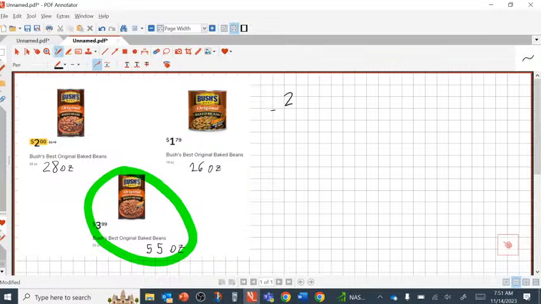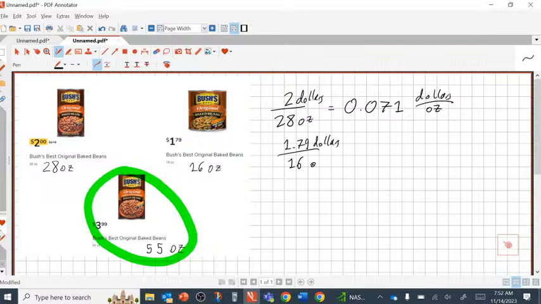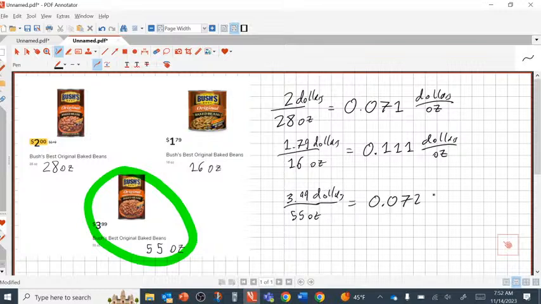So you did $2 divided by 28 ounces. And what did that get you as a unit rate? 0.071. So 7.1 cents per ounce, really. So $0.071 per ounce. Okay. How about for this guy over here, the 16 ounce can? 1.79 divided by 16, dollars and ounces. And that was, what was it? 0.111 dollars per ounce. And then the big one? $3.99 divided by 55 ounces. And what did you get here? $0.072 per ounce.